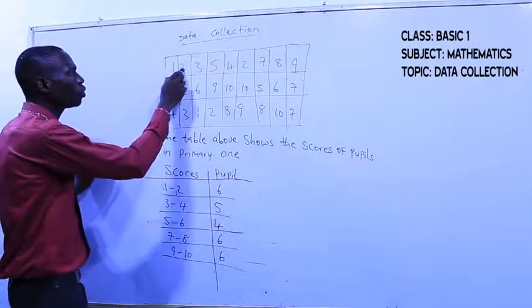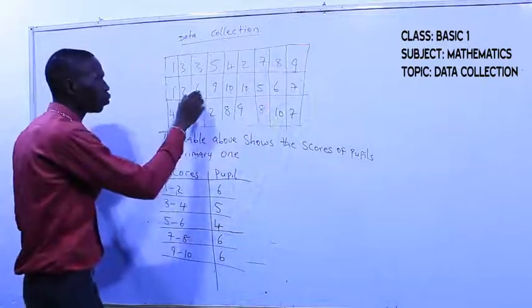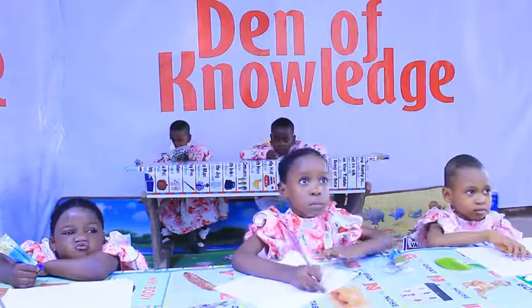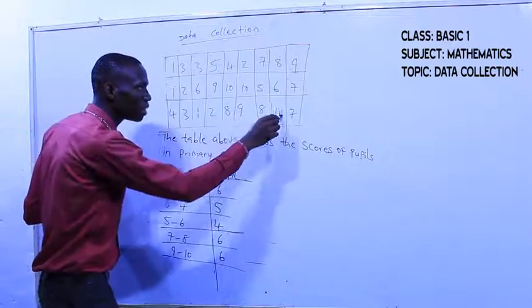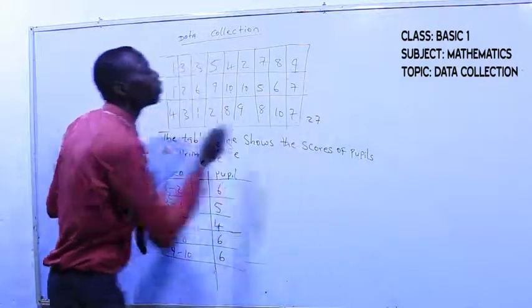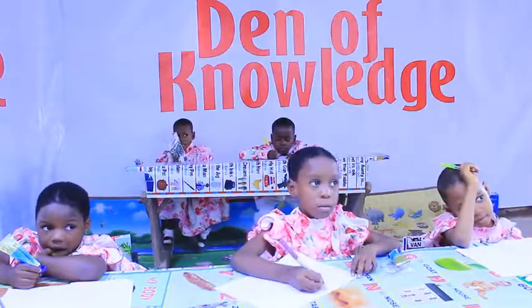We have 1, 2, 3, 4, 5, 6, 7, 8, 9, 10, 11, 12, 13, 14, 15, 16, 17, 18, 19, 20, 21, 22, 23, 24, 25, 26, 27. There are 27 scores. Let's add these and know whether we are correct.